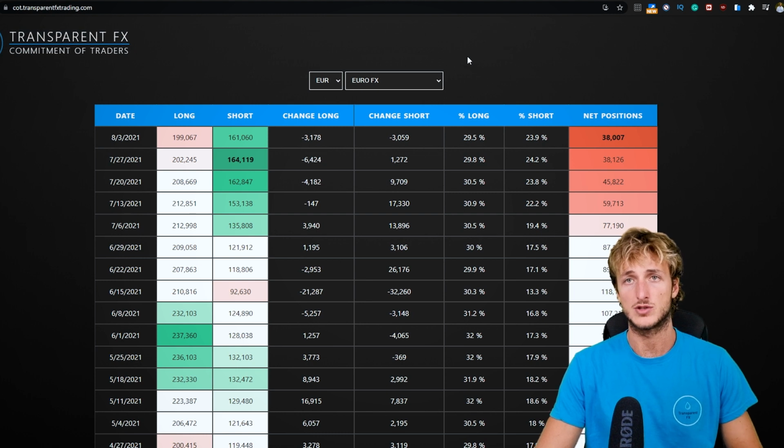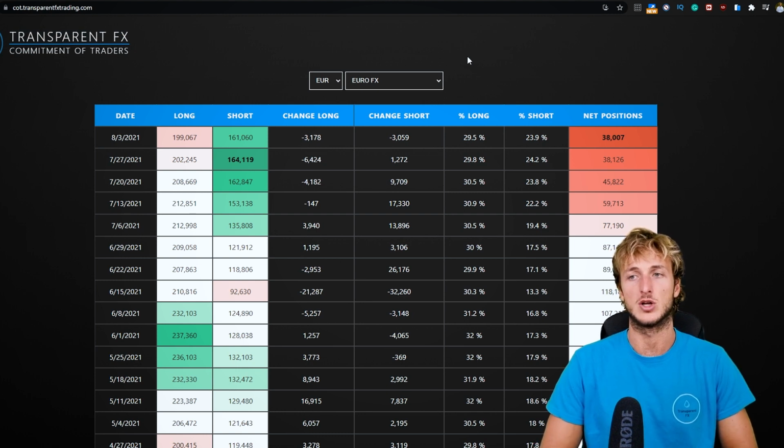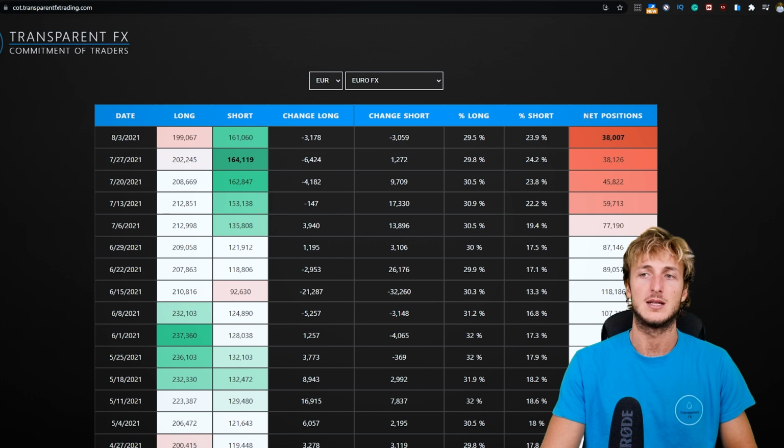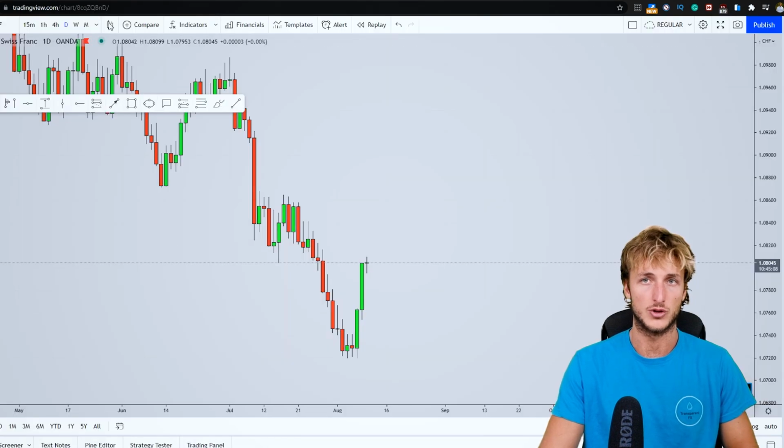Now, if we go and see what we have from a COT perspective, so commitment of traders, which is basically what hedge funds and the non-commercials in the market are doing, we can see how lately net positions have been decreasing on the euro. In fact, we went from having 118k net positions down to having 38k net positions with 161k shorts and 199k longs at the moment. However, we do see shorts that started closing with the last report, which is definitely not good for an overall short on the euro.